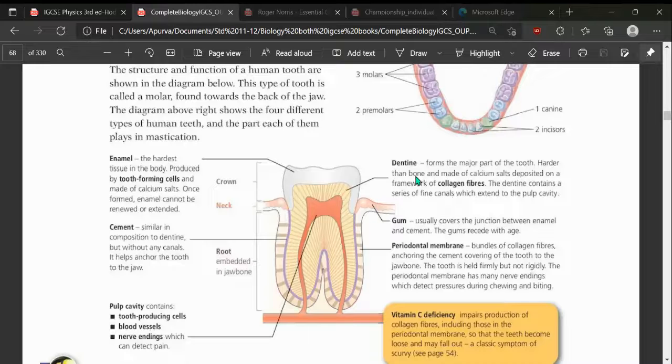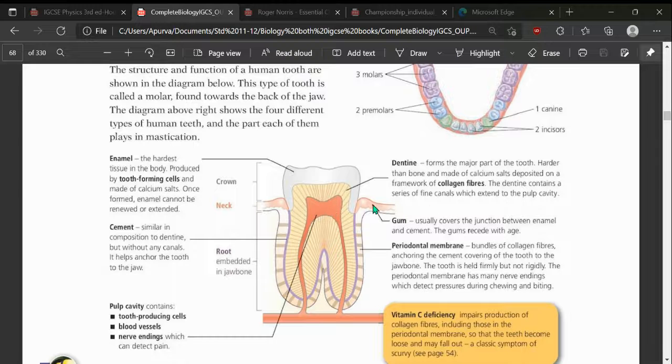Then you have the dentin, which is most of the tooth, as you can see here. It is a soft part, but still harder than bone, and it's made of calcium salts deposited on a framework of collagen fibers. I think these are the fibers. They contain a series of fine canals. I'm not sure which are the fibers and the canals. I think these are the canals and the fibers they aren't showing, which lead to the pulp cavity.